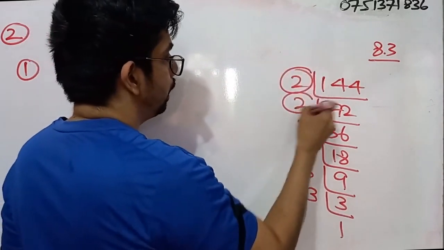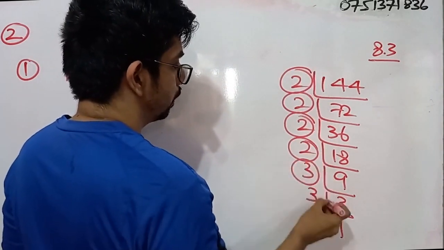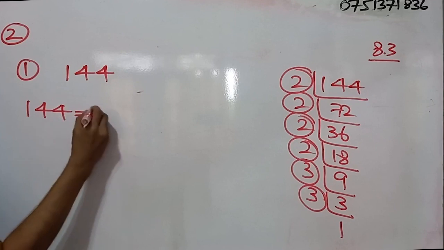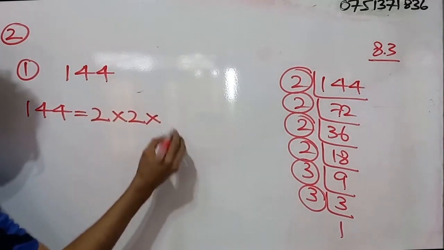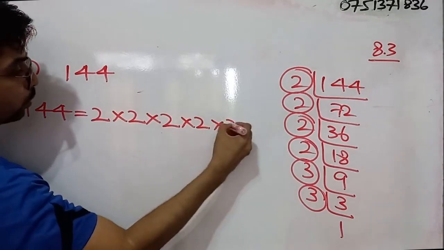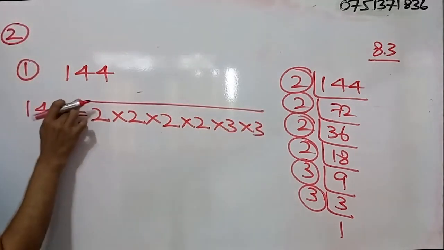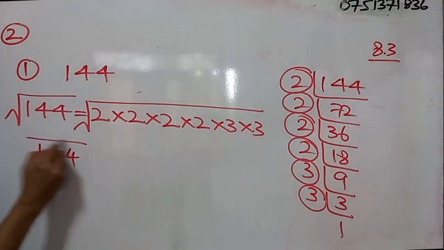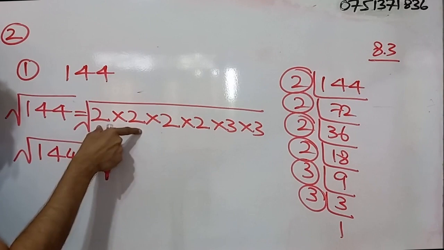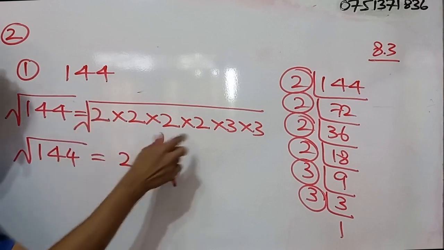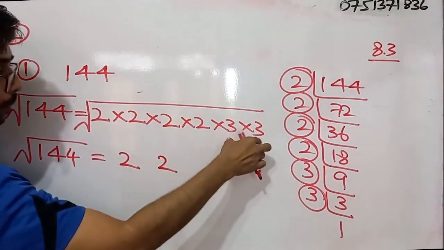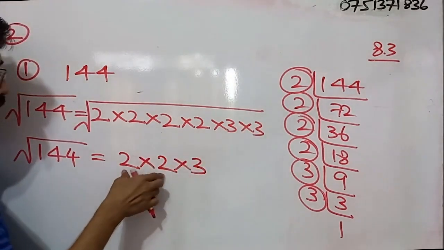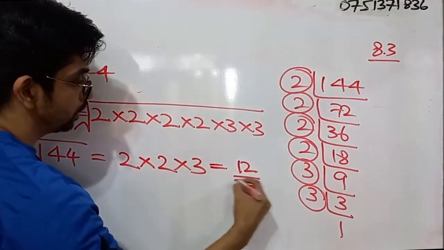Now we have to consider these numbers. So 144 is equal to what? 2 into 2 into 2 into 2 into 3 into 3. When we consider the square root, we need to use the symbol. So the square root of 144 is what? We have a pair of 2's, so we pick 1. Another pair of 2's, we pick 1. Now what is the answer? 2 times 2, that is 4. 4 times 3, that is 12. So this is the answer.